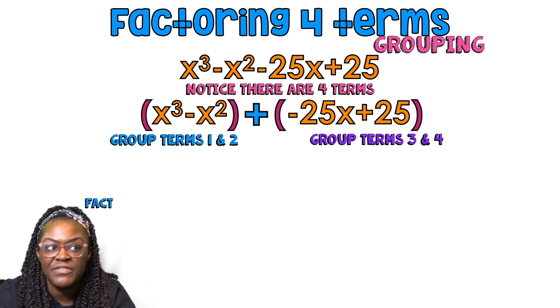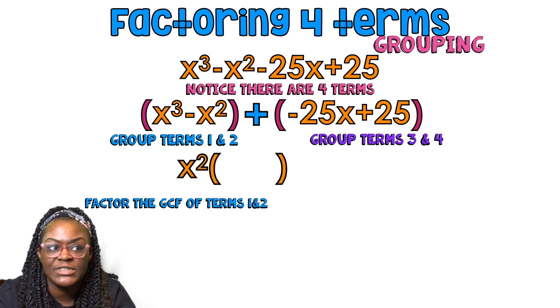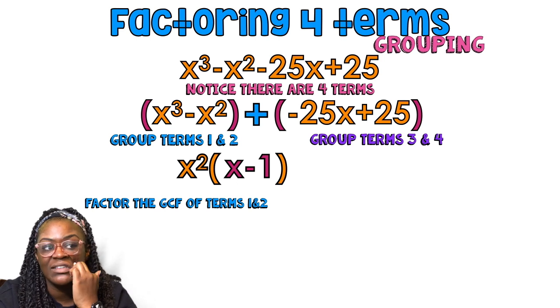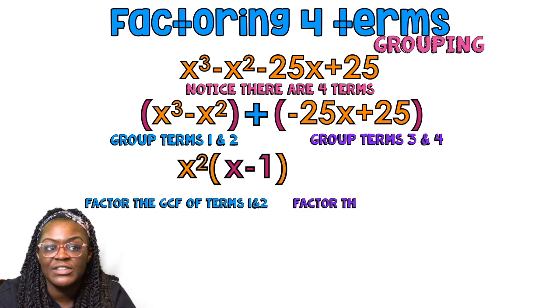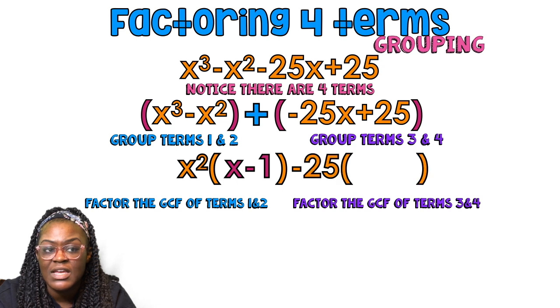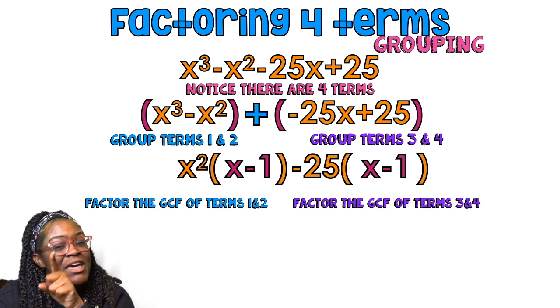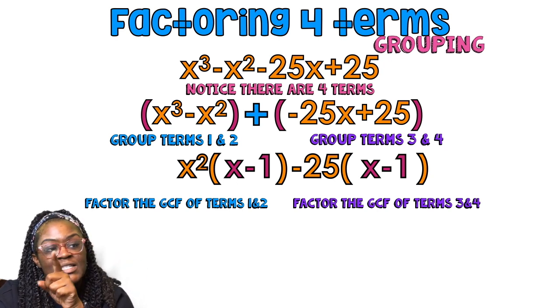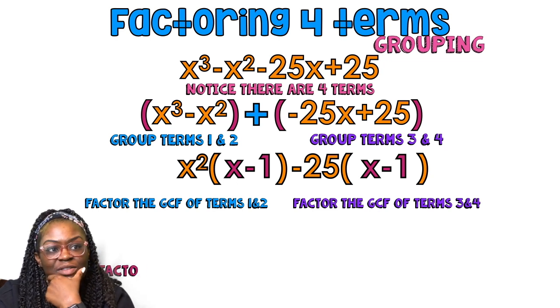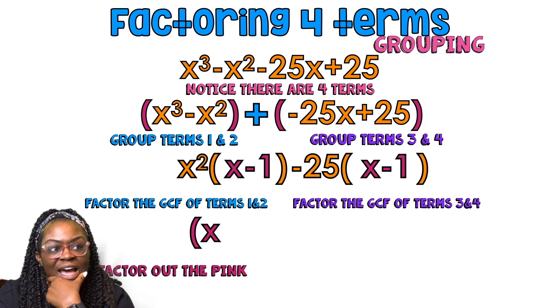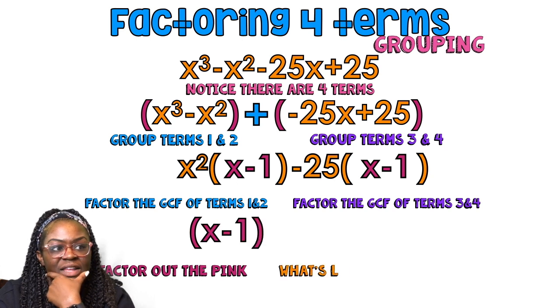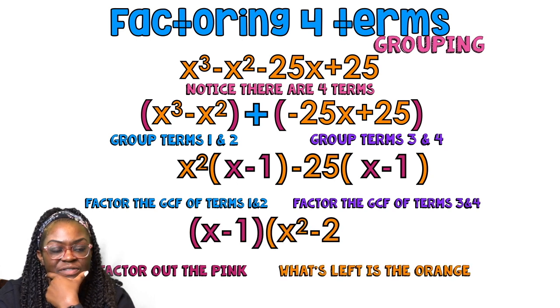I'm going to find the GCF of the first 2 terms. It's going to be x squared. What's left is x minus 1 on the inside when I take out that GCF. And then I'm going to find the GCF of the next 2 terms, and that's going to be negative 25. And guess what? I'm left with x minus 1. I know I am doing this method correctly because the inside of those parentheses both match. So then I factor out the pink because both terms have that in common. And then what's left is the x squared minus 25.